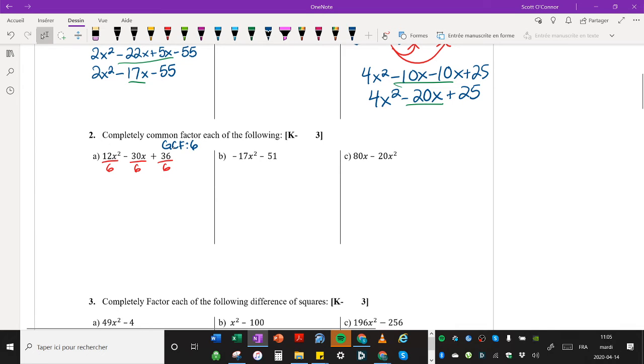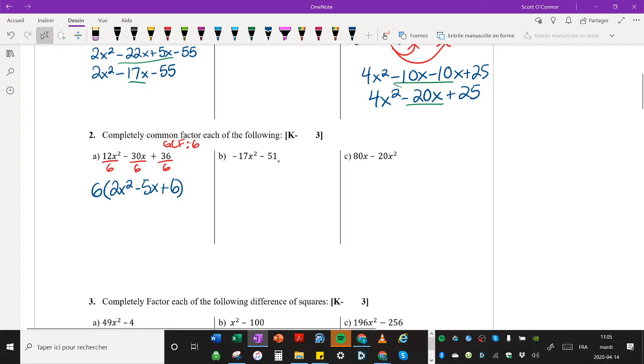And I just want to keep consistent with the color code I've been using in the answer keys. So it's like this, greatest common factor 6. We divide everything by 6. And when we do that, we put 6 outside the brackets. And then we get 2x squared minus 5x plus 6. And we've completely factored the trinomial 12x squared minus 30x plus 36.